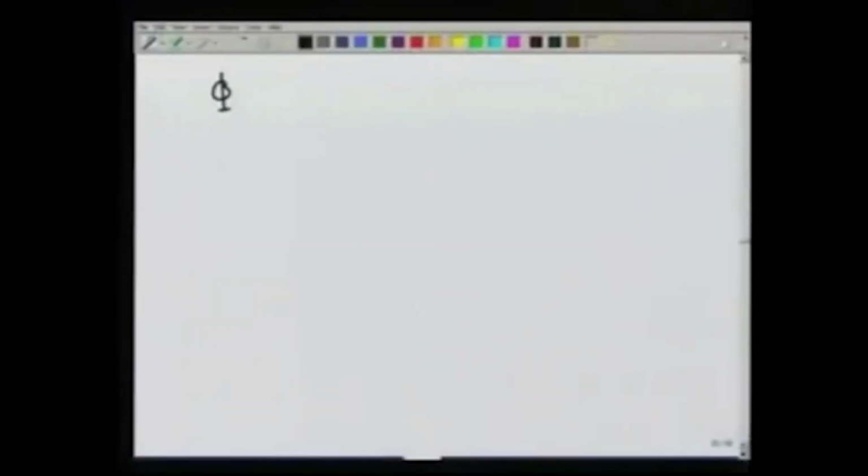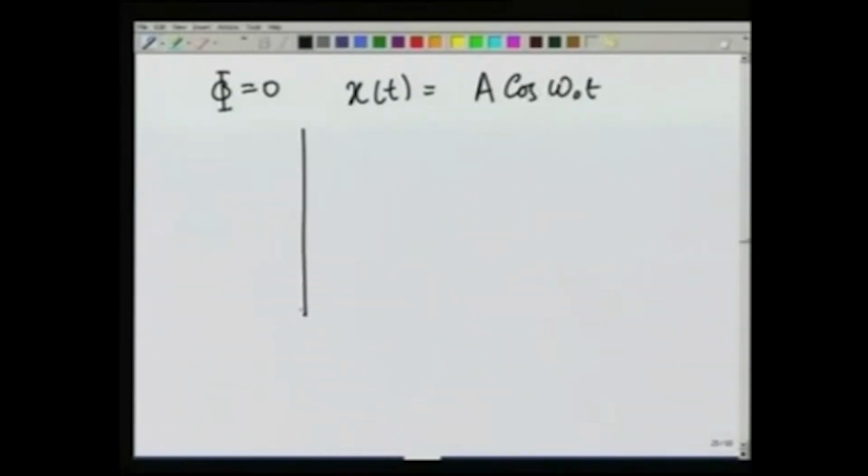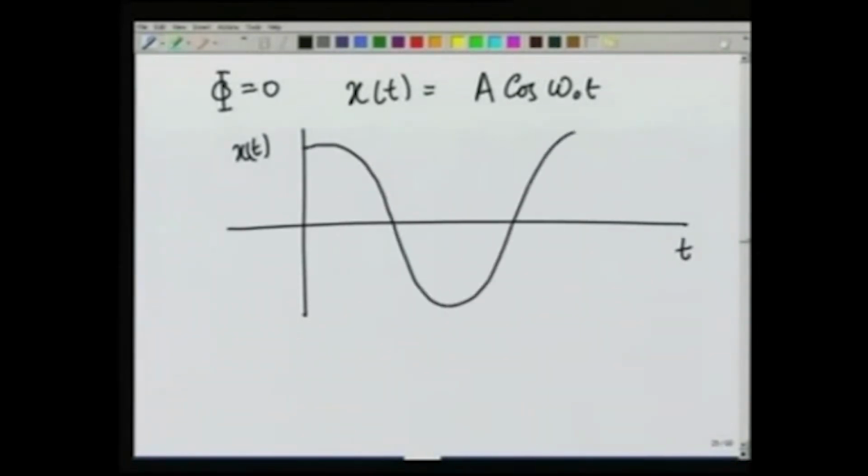For example, let us take the case of phi is equal to 0. In that case, xt would look like a cosine of omega 0 t, and if plotted against t, the motion looks like this. Xt goes back and forth, starts from the maximum, goes down to equilibrium point and oscillates back and forth.